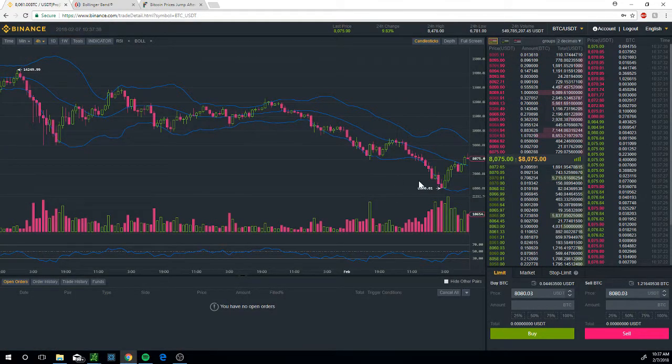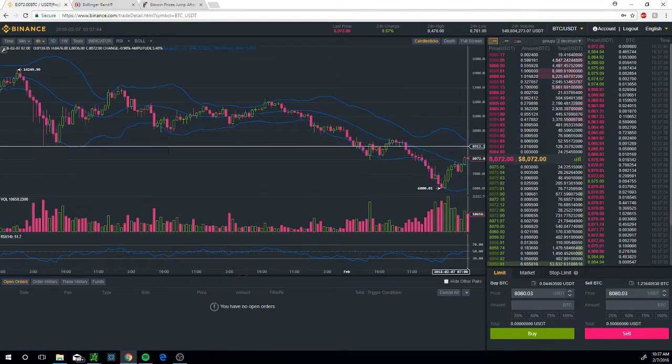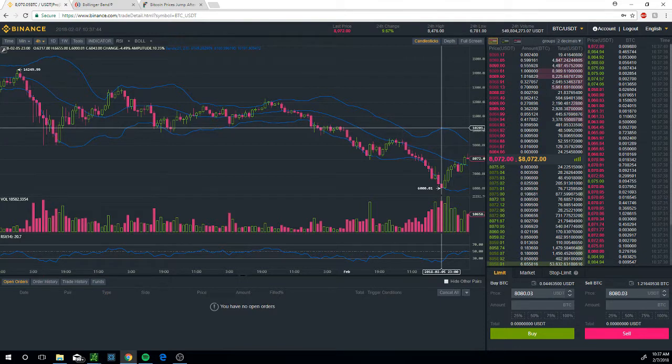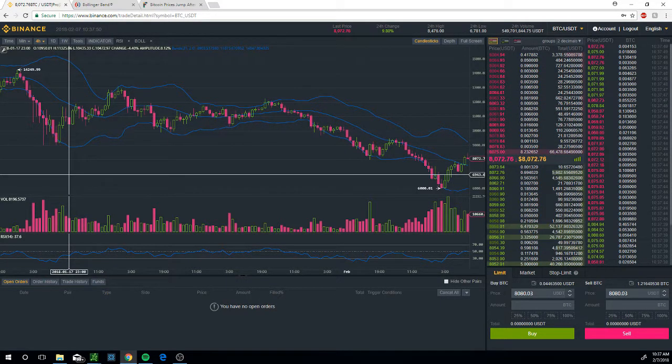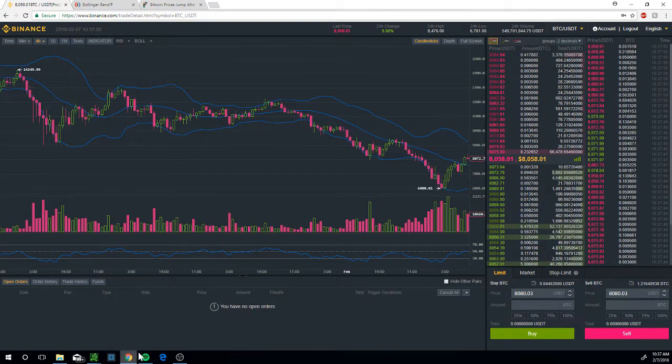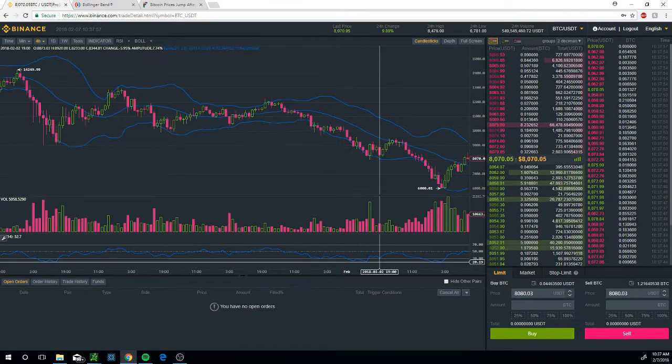Here we go. So as you can see on the 4-hour chart for Bitcoin, I got these Bollinger Bands pulled up right here. And when they move further apart, the volatility is going to be increased, like it was around here on the 17th. When they kind of tighten up, the volatility is decreased.